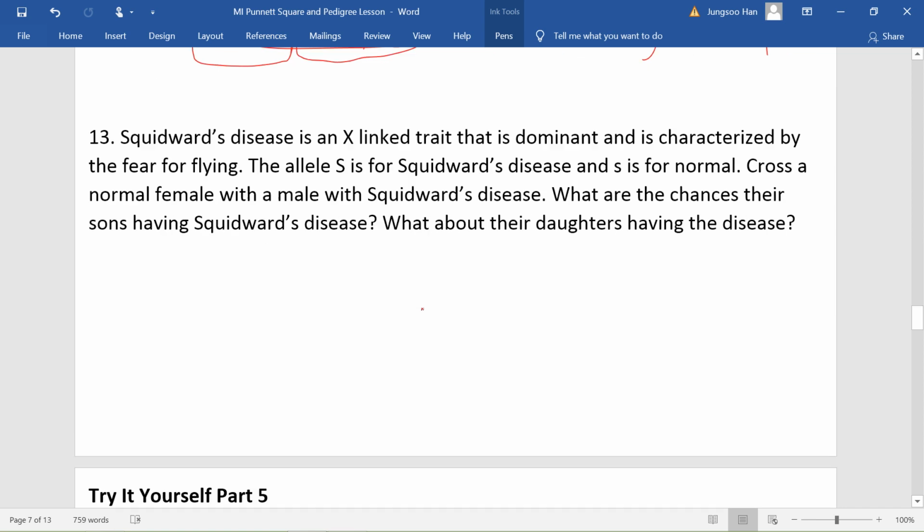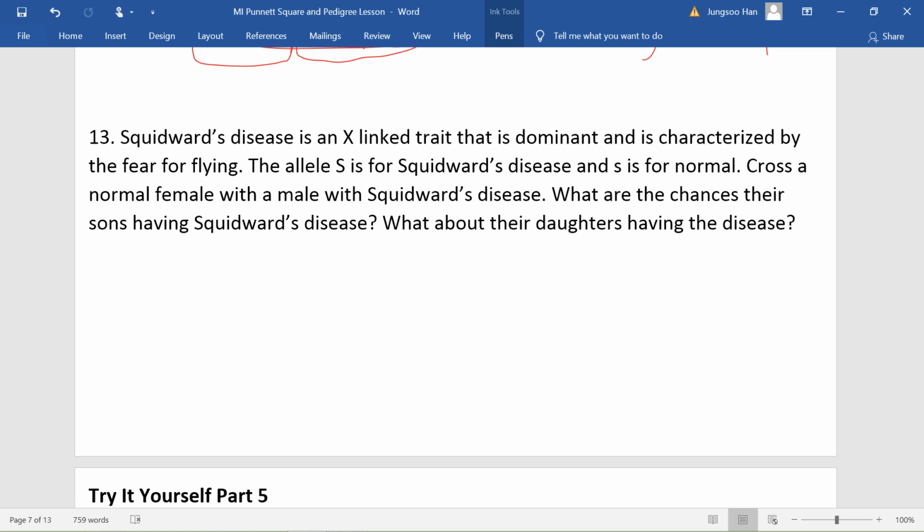Okay, well, let's try another problem. Squidward's disease is an X-linked trait that is dominant, okay, and is characterized by the fear of flying. The allele big S is for Squidward's disease, and little s is for normal. Cross a normal female with a male with Squidward's disease. What are the chances of sons having Squidward's disease? And then what are the chances of daughters having Squidward's disease? Okay, so let's set up the Punnett square. So cross a normal female and a male with Squidward's disease.